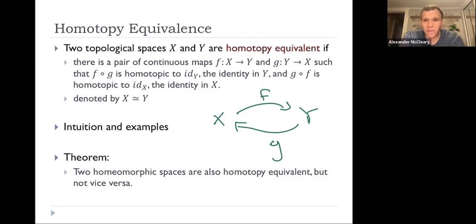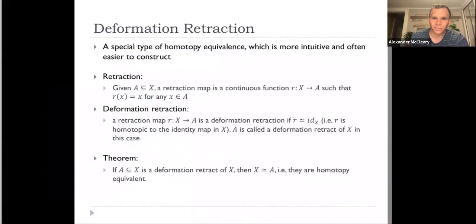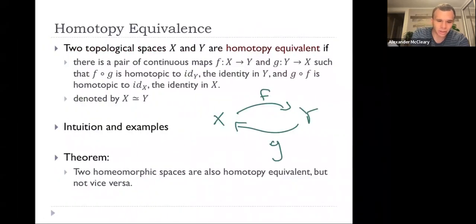And so homeomorphism is a strictly stronger result than homotopy equivalence, right? If two spaces are homeomorphic, then they are also homotopy equivalent. But the reverse is not true. An example where the reverse is not true is just look at the real line versus a single point. These two spaces are homotopy equivalent. And in fact, the example we did on the last slide showed that, but they are not homeomorphic.